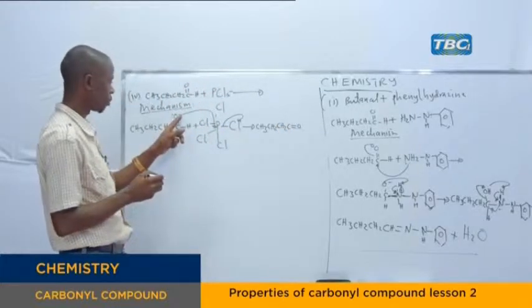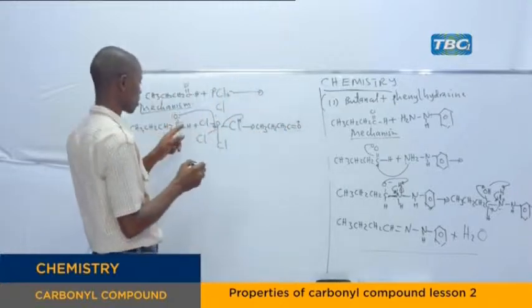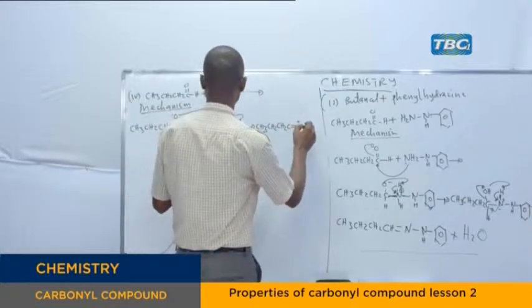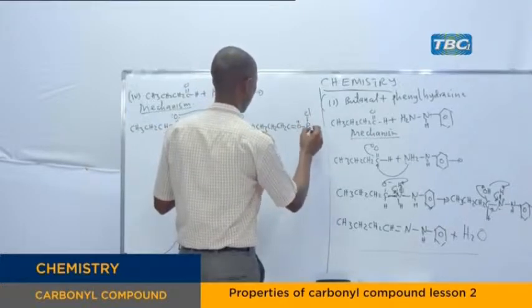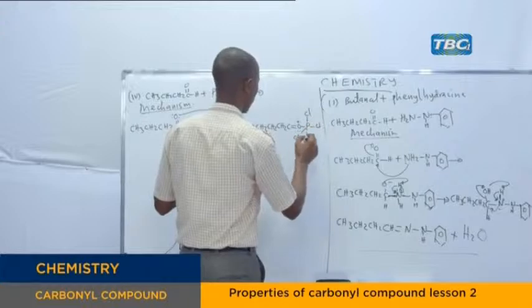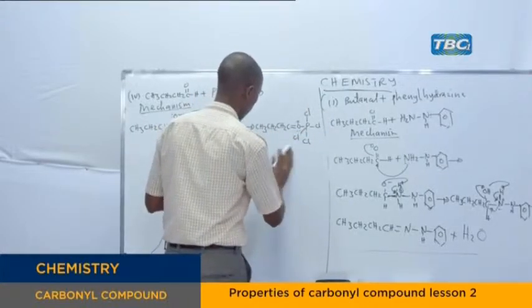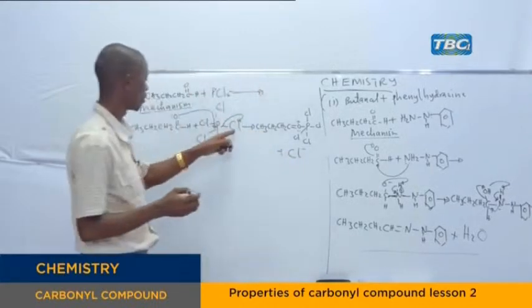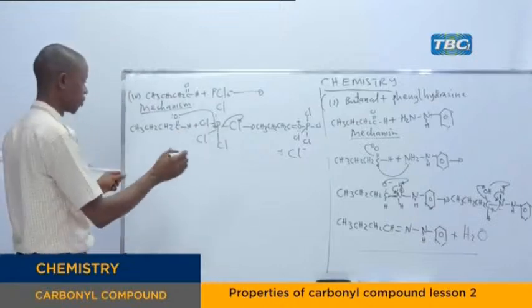This one, after losing this lone pair, will be positively charged. One of the lone pairs is lost, making a bond with phosphorus with 4 chlorine atoms, and the chloride ion, this one. So these are the products. So the process continues as follows.